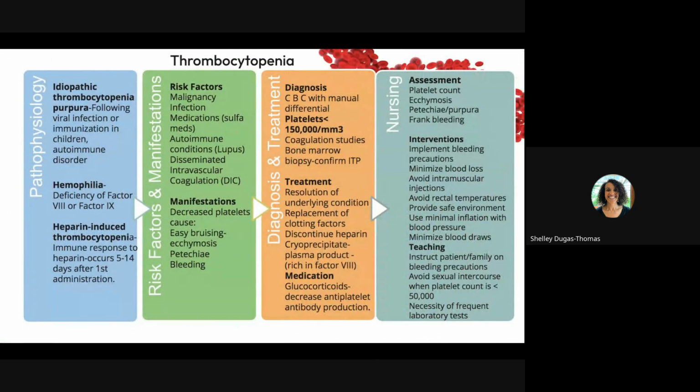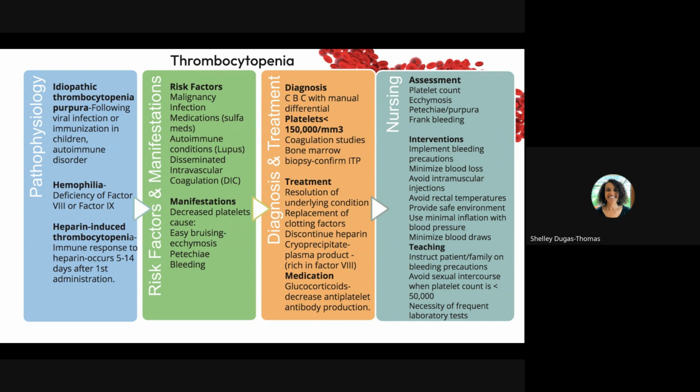So when we look at thrombocytopenia, the epidemiology is 3.8 million affected in the US. The pathophysiology is often post-viral or post-immunization in children. In adults, it may be autoimmune or medication induced. So hemophilia means that there's a factor 8 or factor 9 deficiency. There's impaired clotting and spontaneous bleeding. And DIC, we're going to talk more specifically about that.